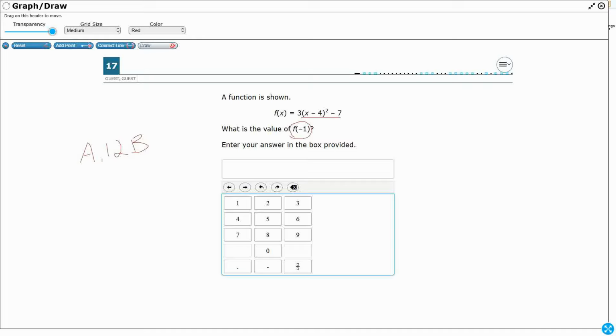Well, this f of -1 is like this f of x. You notice that what we're doing is we're replacing x with -1, and we're saying specifically take this expression, 3 times the quantity x minus 4 squared minus 7, and evaluate that with x equals -1, so f of -1. So that simply means we're going to take this same expression and plug in a -1. We're going to leave everything else the same, and then we're going to simplify.